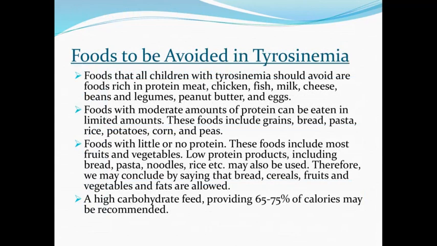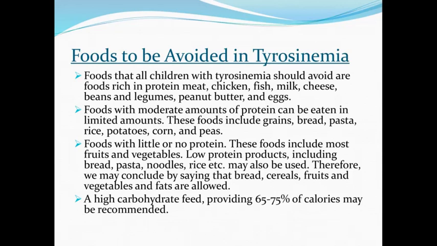We are going to discuss the foods to be avoided in tyrosinemia. The points are: foods that all children with tyrosinemia should avoid are foods rich in protein, milk, chicken, fish, cheese, beans and legumes, peanut butter and eggs. Foods with a moderate amount of protein can be eaten in limited amounts. These foods include grains, bread, pasta, rice, potatoes, corn and peas.